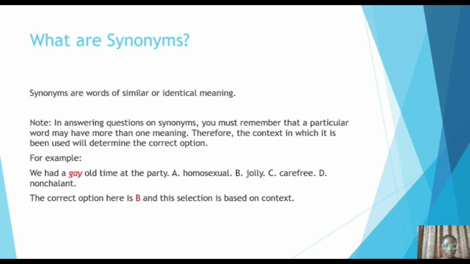For example, let's look at the word gay in this sentence. We had a gay old time at the party. Now, you know that the word gay could mean so many things. Gay means cheerful. Gay means jolly. Gay could also mean homosexual. But now, looking at this word based on context, you cannot pick option A and say we had a homosexual old time at the party. It makes no sense. So you're going to pick the synonym based on the context of usage.